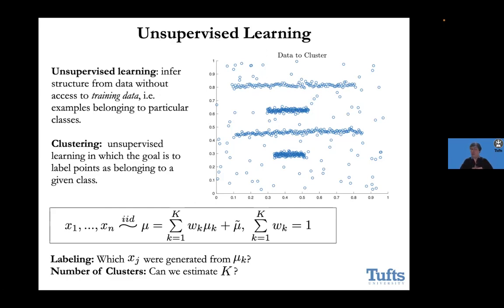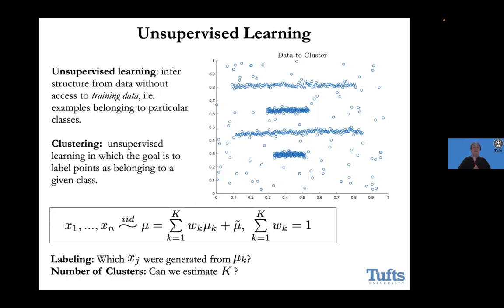I'll parameterize this by saying the measure mu is the sum from k equals 1 to capital K of w_k times mu_k, plus a noise measure mu tilde. I'm thinking each mu_k is a simple measure, supported on some kind of structured set, and the w_k are the weights by which I sample from them. On the right, I'm showing you an instance of a sample from one of these measures. Here we're imagining that capital K is 4, because there are these 4 latent clusters, and the mu_k are sitting on these one-dimensional, or approximately one-dimensional, subspaces.